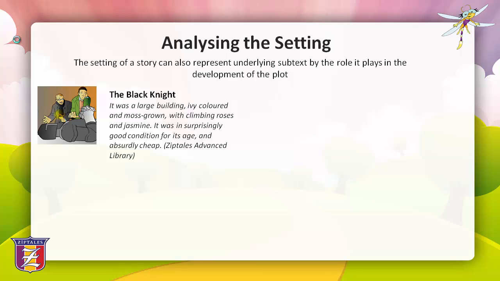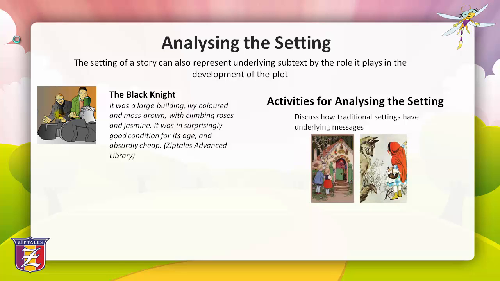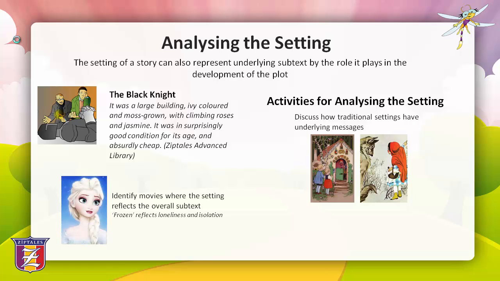So here are some activities for analysing the setting. You could discuss how settings in traditional stories can reflect underlying messages. For example, the seemingly innocent settings like Grandma's cottage in Little Red Riding Hood and the lolly house in Hansel and Gretel, both reflecting the message that safe-looking places may conceal hidden dangers. Another activity could be for the students to identify movies or books where the setting has been used effectively to reflect subtext. For example, The Ice House in Frozen, reflecting the crippling effect of loneliness and isolation.